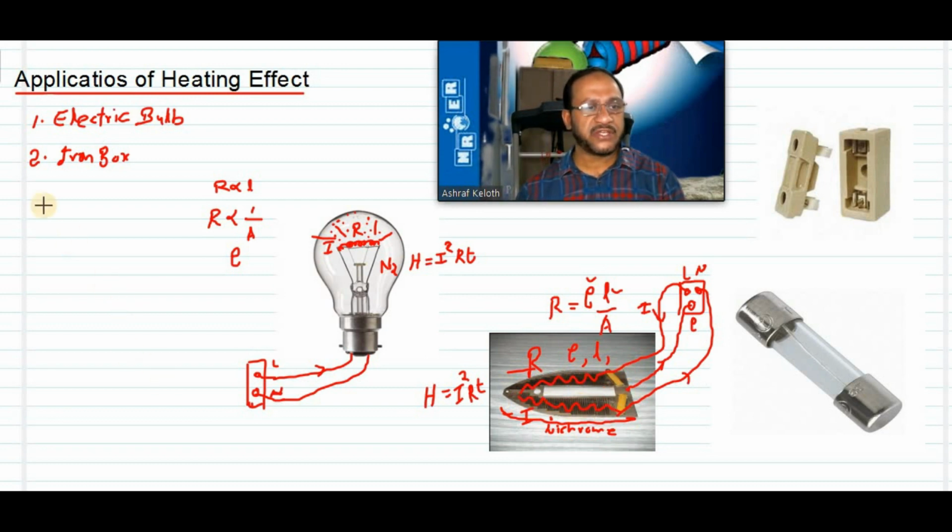Now the third application is very important, that is, the next application is this one, the electrical fuse. See, this is the electrical fuse.